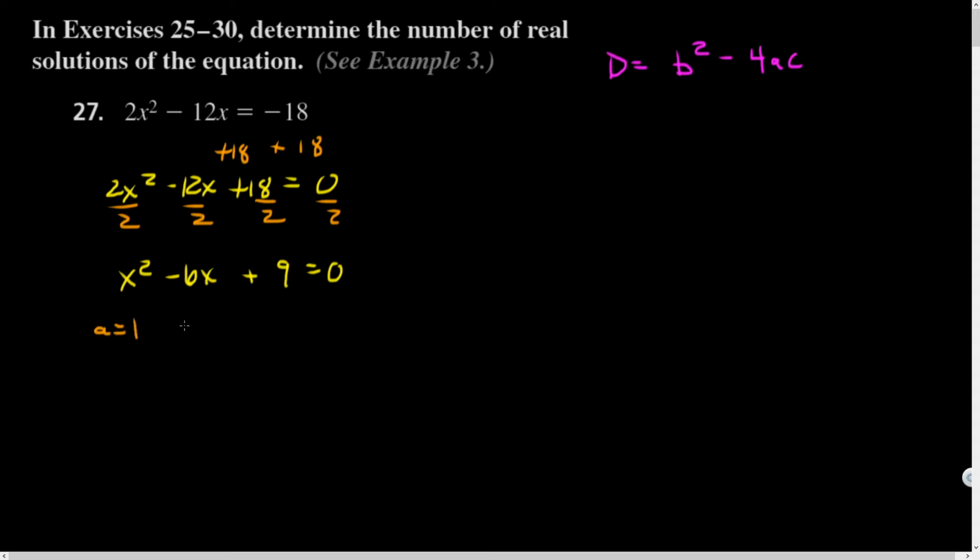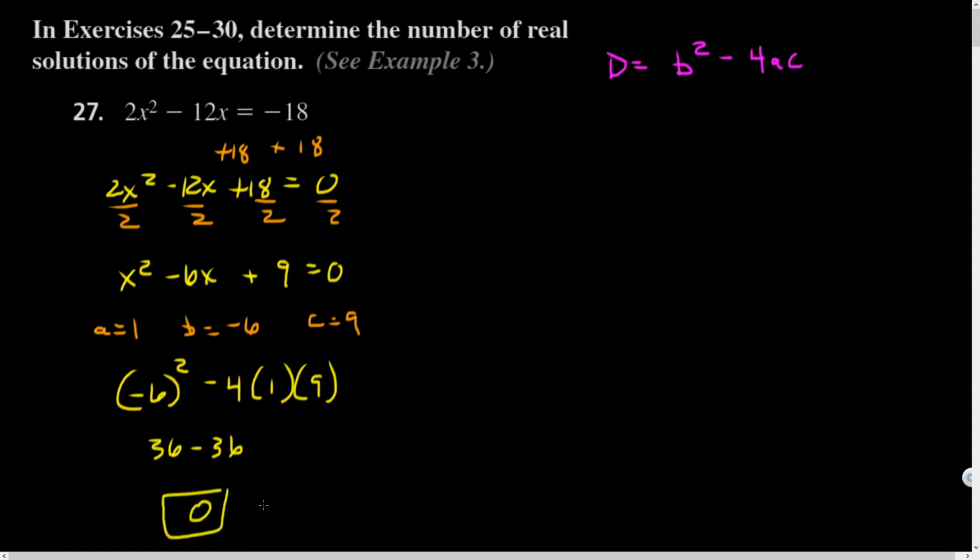A equals 1, B equals negative 6, and C equals 9. So let's do b squared minus 4ac. That's the discriminant. Negative 6 all squared minus 4 times 1 times 9. 36 minus 36 is 0. So that means there's only one real solution. Right? If it was equal to a positive, it means there are 2 real solutions. If it was equal to a negative, then there are no real solutions because they're both imaginary.